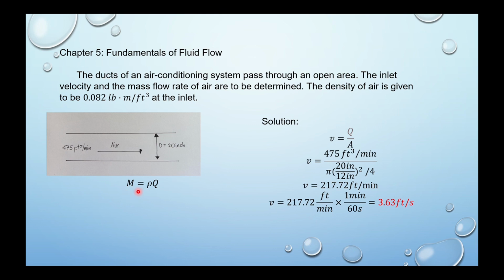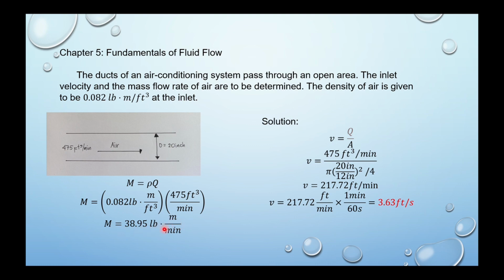The formula is: mass flow rate is equal to the density times the volume flow rate. So m is equal to 0.082 pounds-mass per cubic feet, which is the density of air, times 475 cubic feet per minute. So simplify. So m is equal to 38.95 pounds-mass per minute.